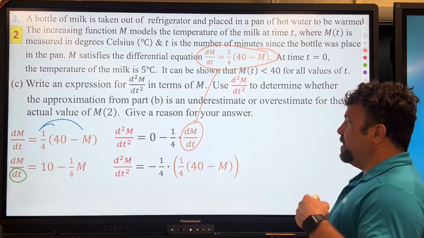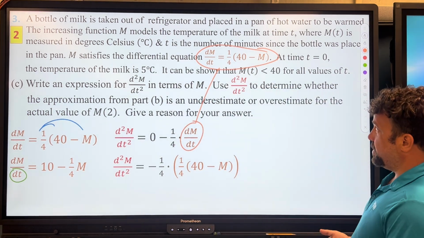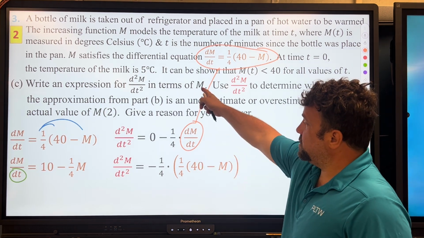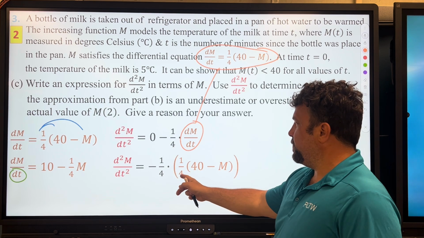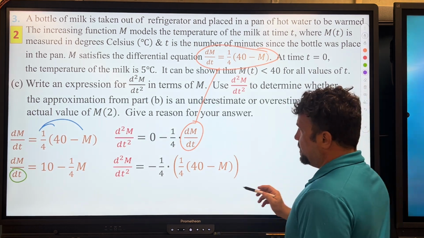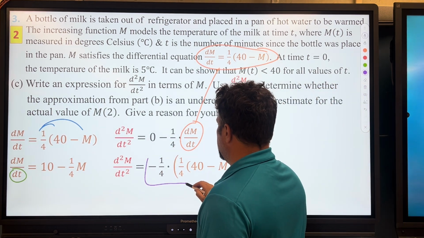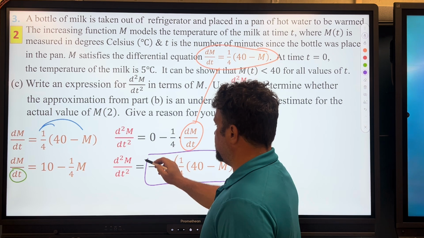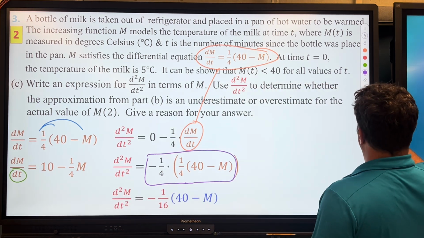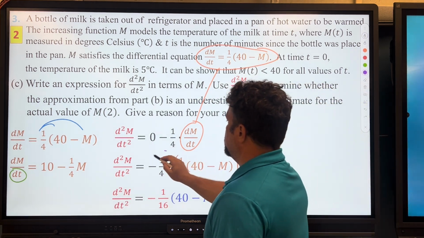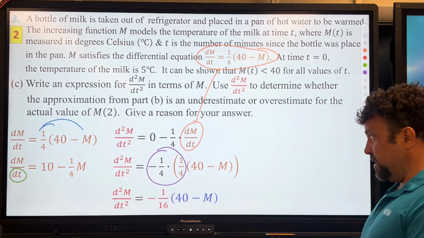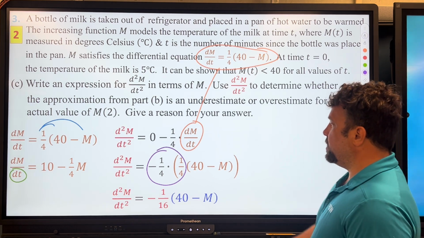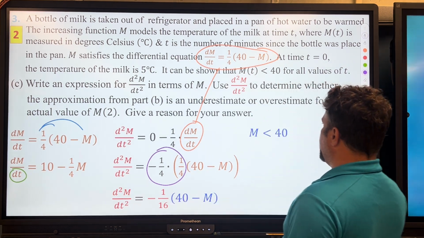That way we have our m back, because it says in terms of m. So d squared m over dt squared equals negative 1/4. Combine like terms. So you can combine all this stuff. First thing I'm going to do, negative 1/4 times 1/4, negative 1/16, right? And then what you can do here is you can combine this if you want. You don't have to though.